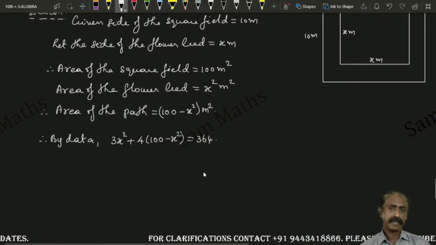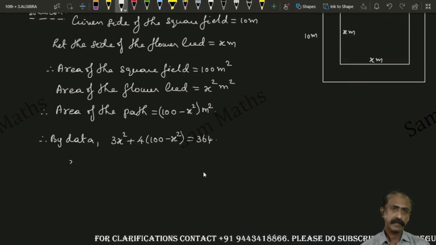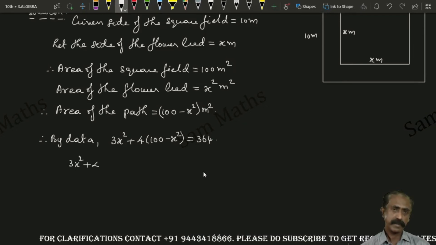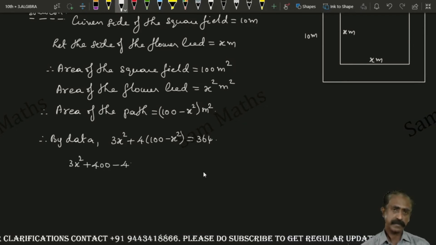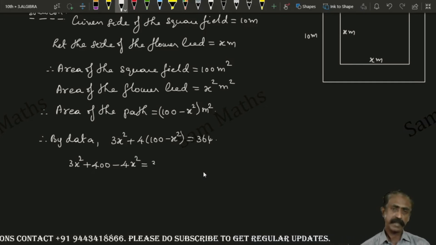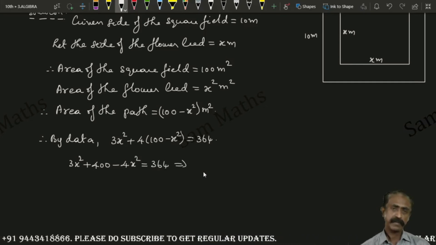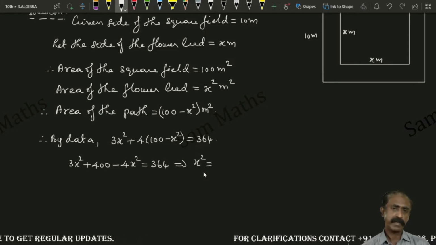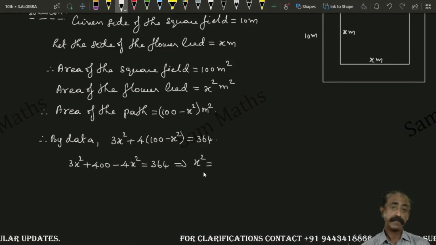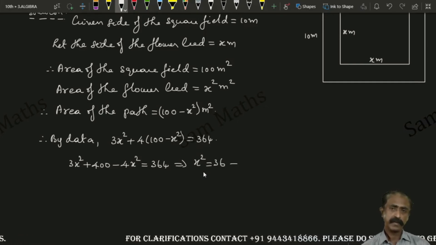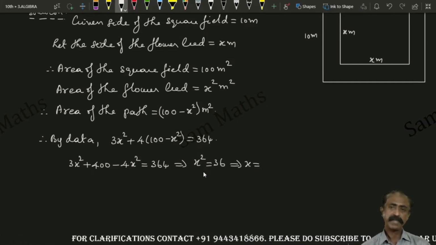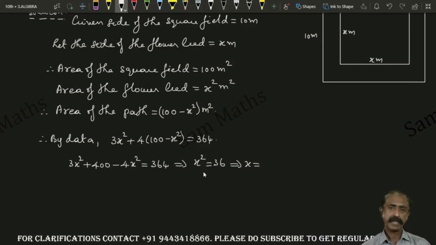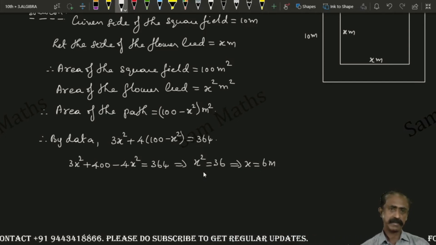We are getting 3x square plus 400 minus 4x square equal to 364, which implies 3x square minus 4x square is minus x square. You take it to the other side, it becomes x square equal to 400 minus 364. It's 36, which implies x is equal to plus or minus 6. But here I am taking only the positive value. So x is equal to 6 meters.